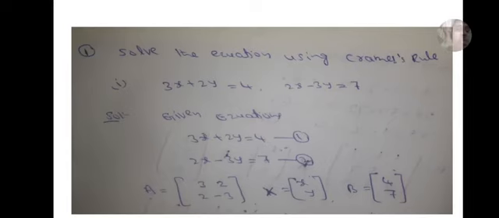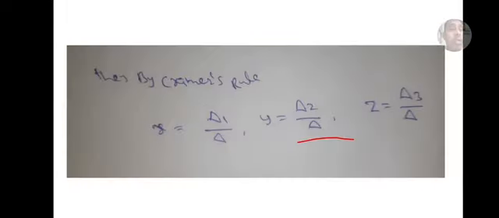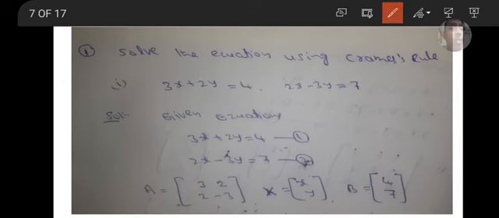Next, problems. Solve the following equations using Cramer's rule. First of all, 3x plus 2y equal to 4, 2x minus 3y equal to 7. Here there are only two variables, x and y. So given equation 3x plus 2y equal to 4, second equation 2x minus 3y equal to 7. So the coefficient matrix A equal to 3, 2, next 2, minus 3.